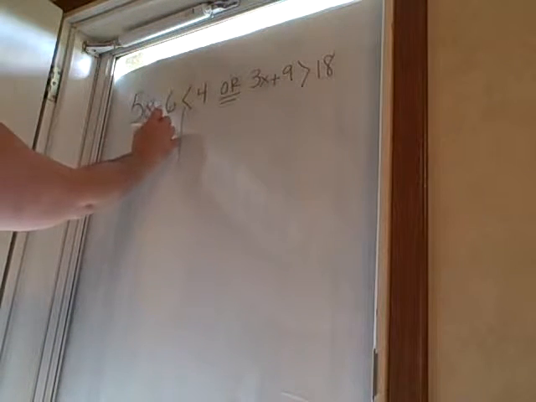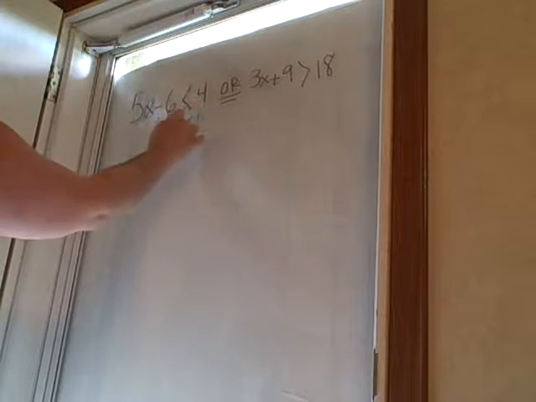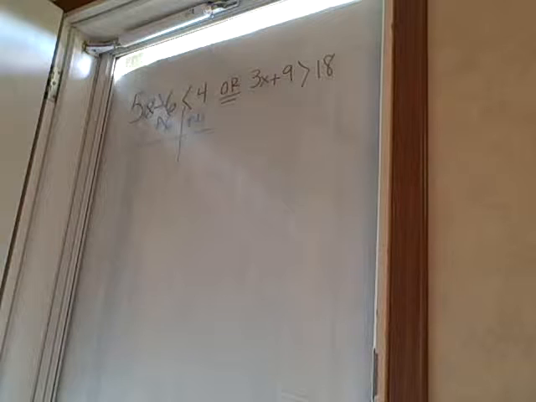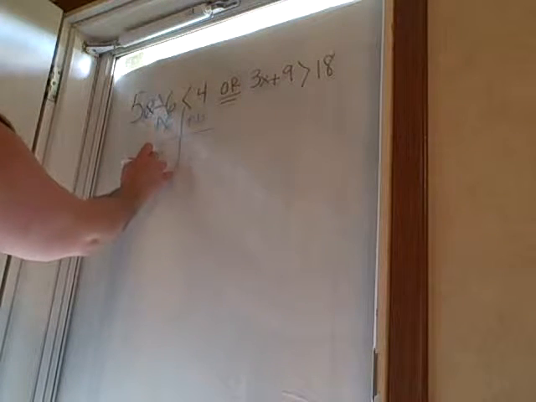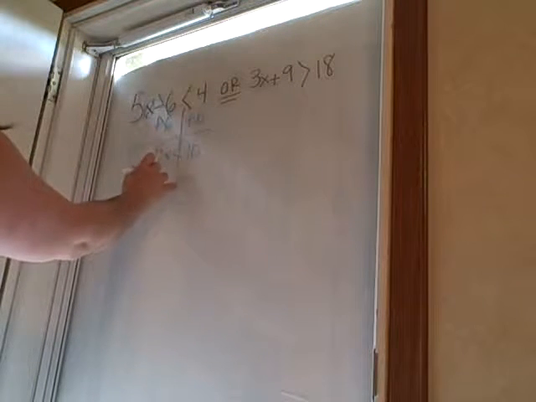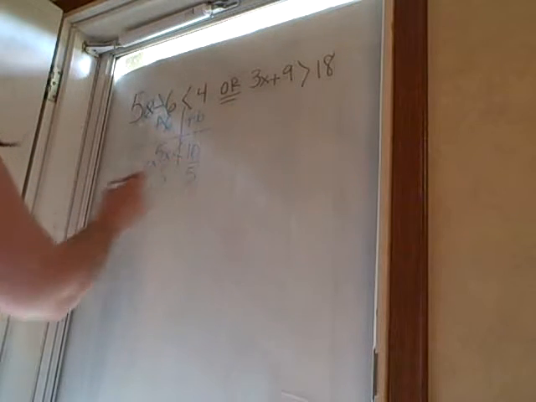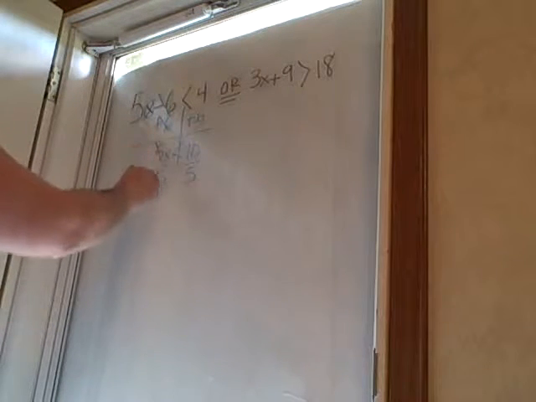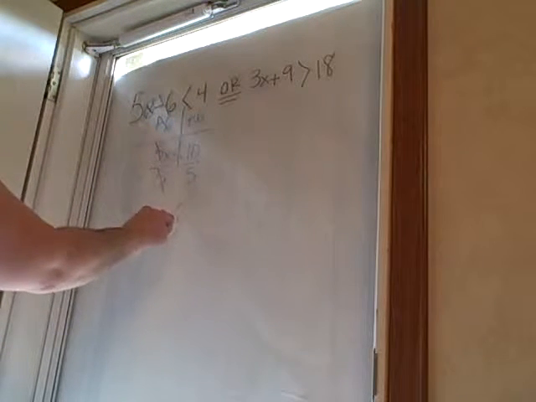Opposite of negative 6 is positive 6. What we do to one side, we have to do to the other. Those cancel. I'm left with 5x is less than 10. I then divide both sides by 5. 5 cancels 5 over here, and I get x is less than 2.